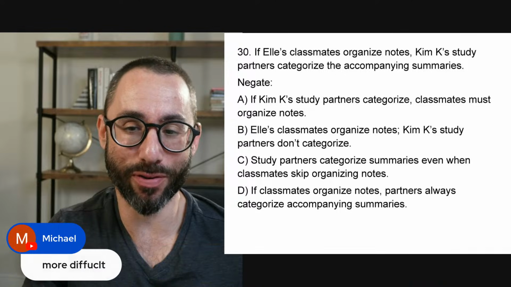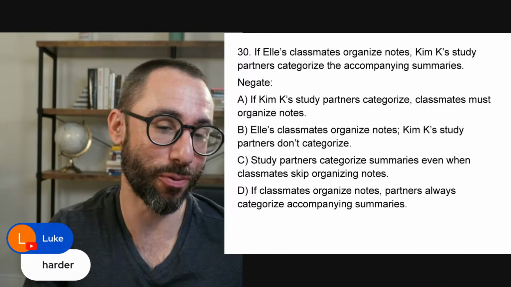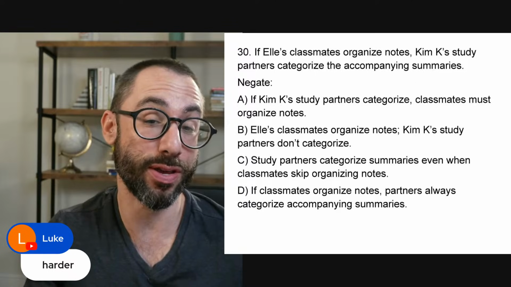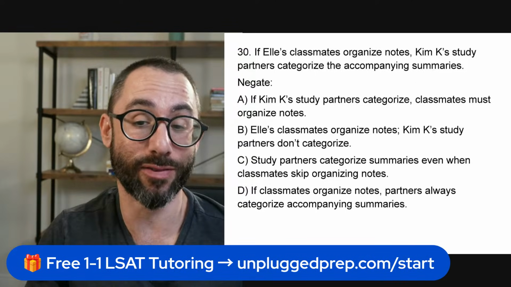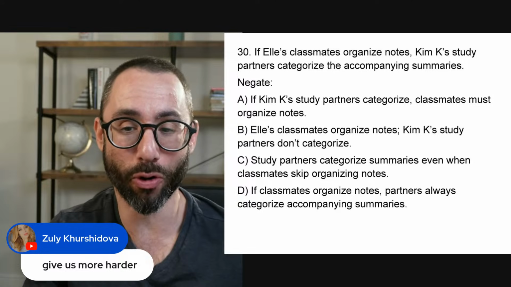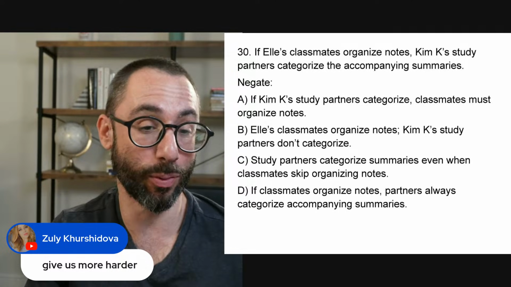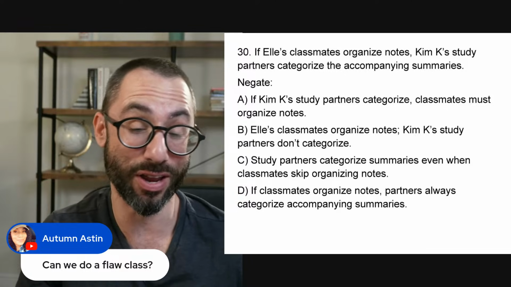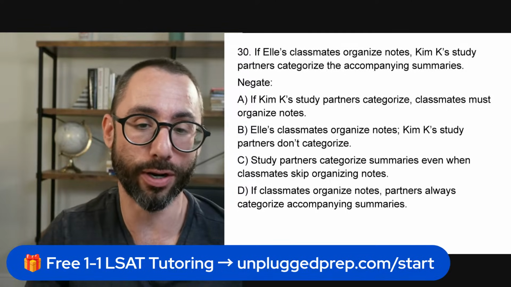Michael says he wants more difficult. Zuli says it's good. Luke says harder. So maybe similar, maybe a little bit harder. But we're doing these every weekday, 2 p.m. Eastern, 1 Central, 11 Pacific, same time as today. So if you want more harder questions, just keep showing up and we'll do some harder ones. Autumn asks for flaws. We're going to do flaws on Friday, so stay tuned for that. But we are going to cover more flaws.